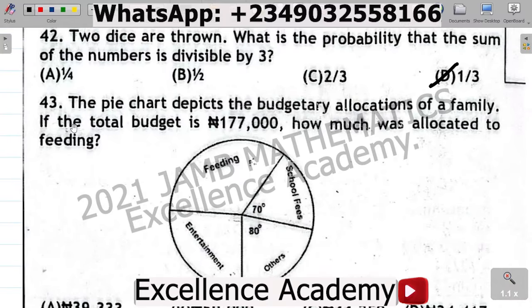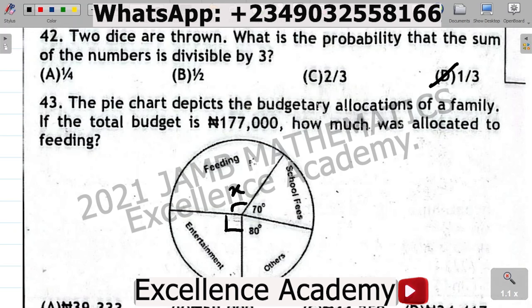All right. Question 43. 43 says the pie chart depicts the budgetary allocation of a family. If the total budget is 177,000, how much was allocated to feeding? Now, if you look at this, there's a 90 degree here. Look at this part here. It's kind of faint, but it's there. But we do not have an angle for feeding. This angle here, we don't have it. Let's call it X.